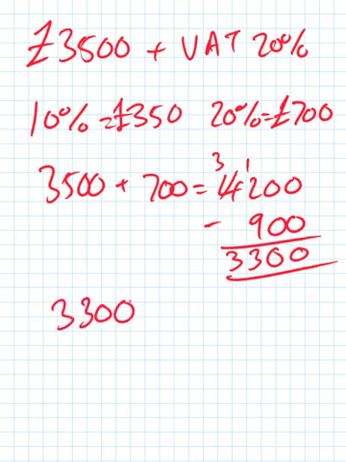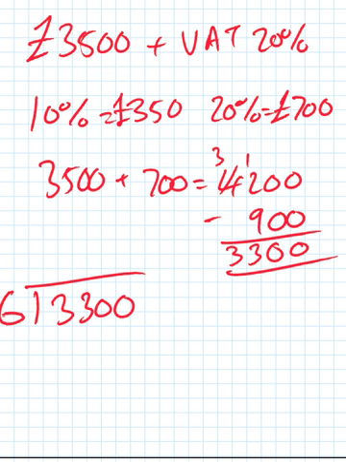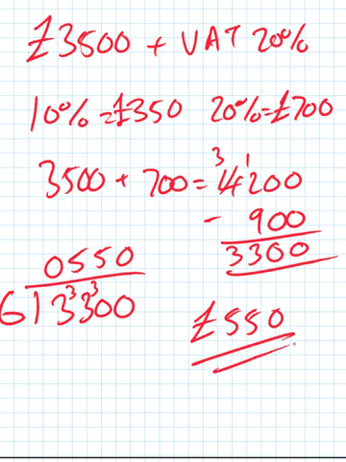And she did that with 6 equal payments, so we're dividing by 6. 6 into 3 goes none, carry 3. 6 into 33 goes 5, carry 3. 6 into 30 goes 5. And then we've got 6 into 0 is 0. So that's then £550 monthly repayments.